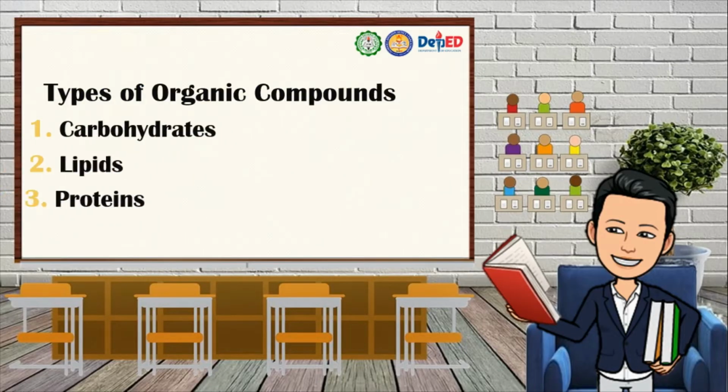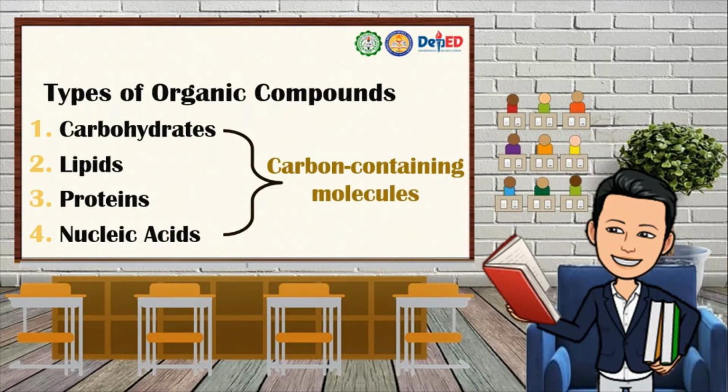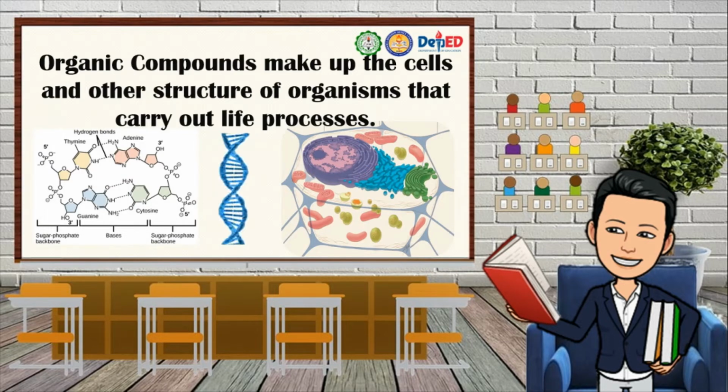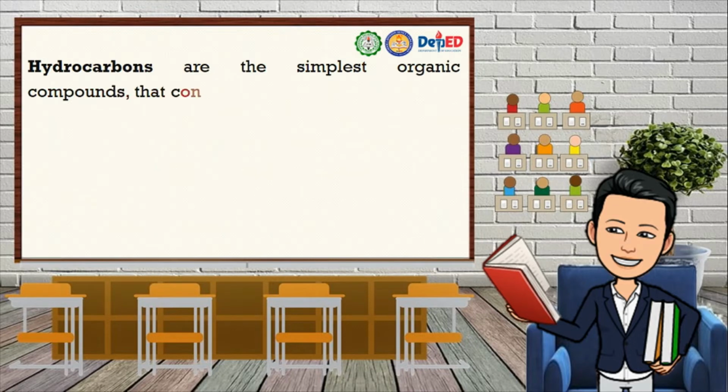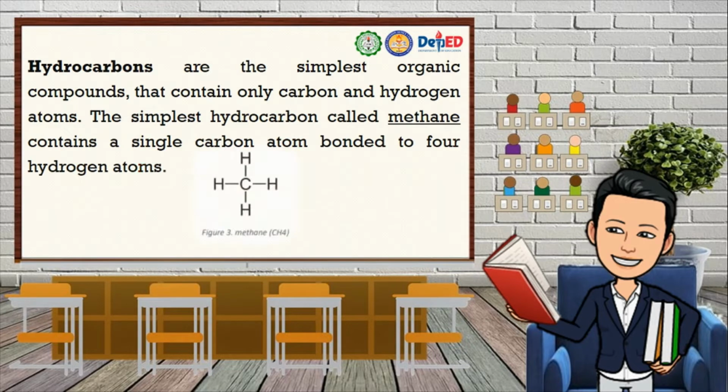The different types of organic compounds such as carbohydrates, lipids, proteins, and nucleic acids, or the organic compounds in general, are known as carbon-containing molecules. These carbon-containing molecules or organic compounds make up the cells and other structures of organisms that carry out different life processes. From the complex organic compounds that carry out different life processes, now let's have hydrocarbons.